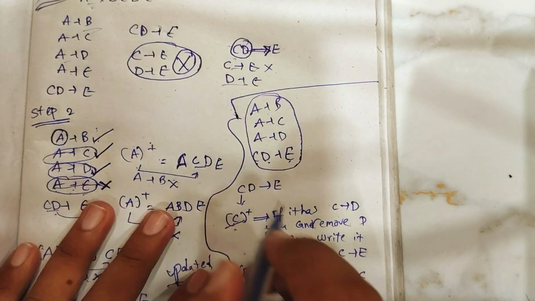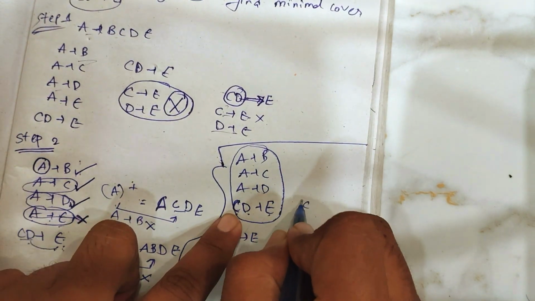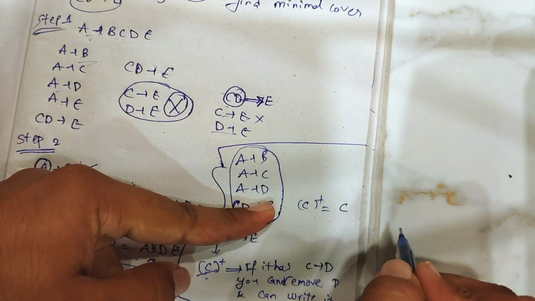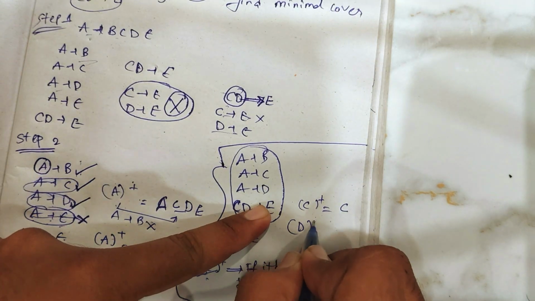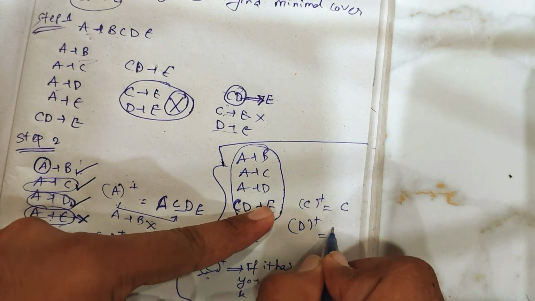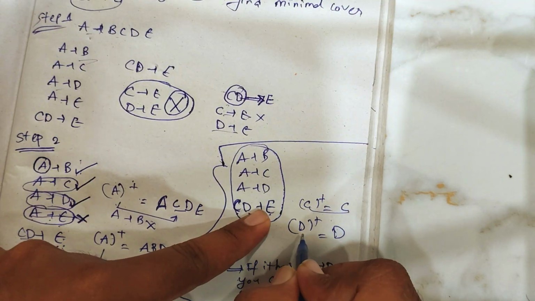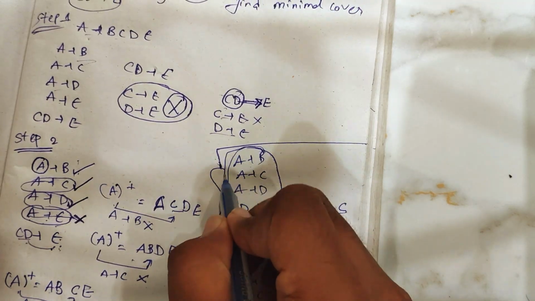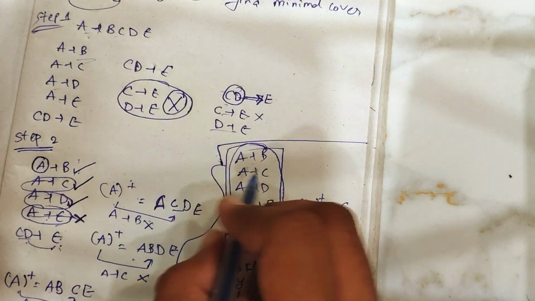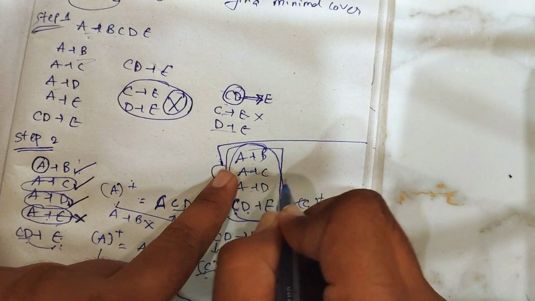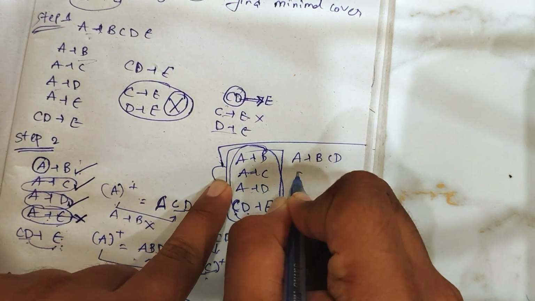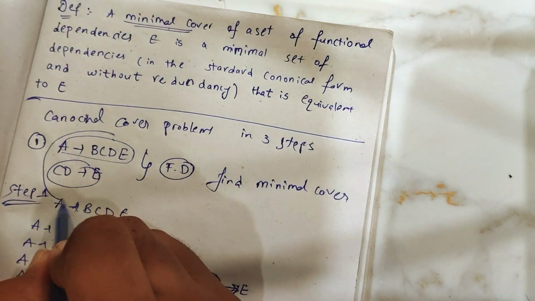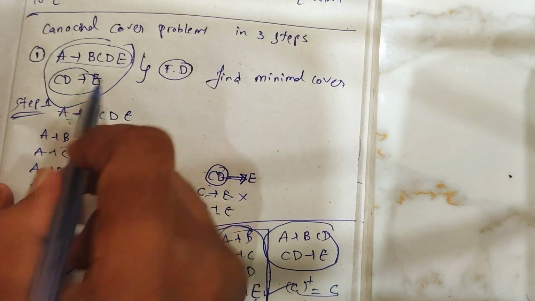I hope that is clear. So find the closure of C here. There is nothing. Find the closure of D, and in the same way you can find nothing. So there is no C to D and no D to C. So C D to E must be there. This is the final canonical cover you require: A to B, A to C, A to D can be written as A to B, C, D, and C, D to E. This is the final canonical cover of the given set of functional dependencies.